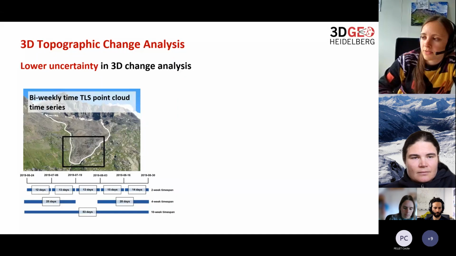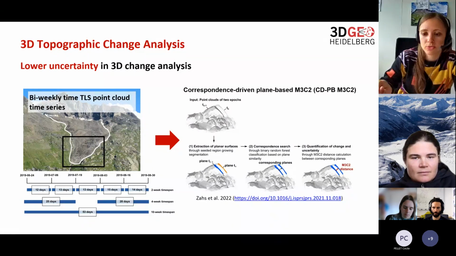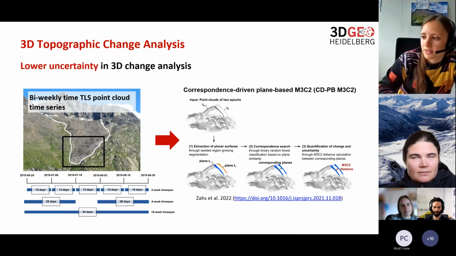And often then we are not really able to derive significant change because the uncertainty that is related to the derived change is higher than the actual magnitude. So the method that we then developed was specifically designed to overcome this issue and basically quantifies change between two timestamps based on corresponding planar boulder faces that we find on the rock glacier surface.